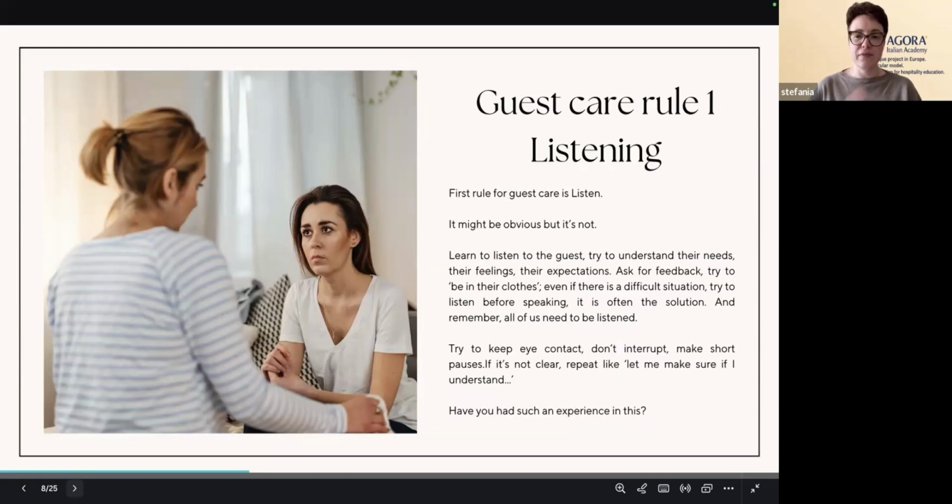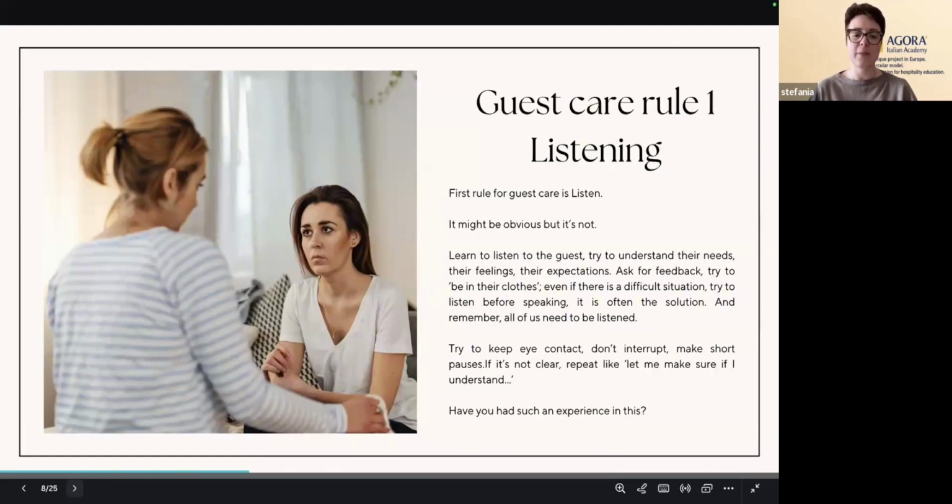Let's go to the first rule of guest care: listening. It might be obvious, but it's not. Learn to listen to the guest. Try to understand their needs, feelings, and expectations. Ask for feedback. Try to put yourself in their shoes. Don't just talk with the guest, but listen. Sometimes it's enough to listen to what they say, even if it's a request, a need, or a complaint. Just listen, okay? And try to understand what you would do if you were in their place.